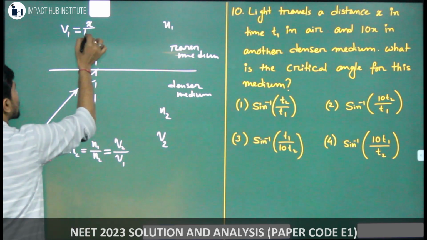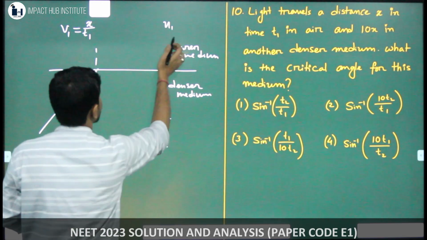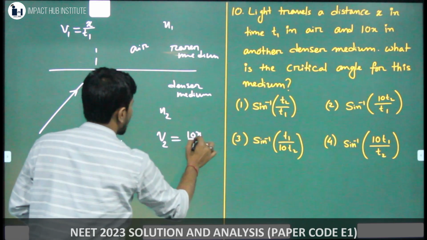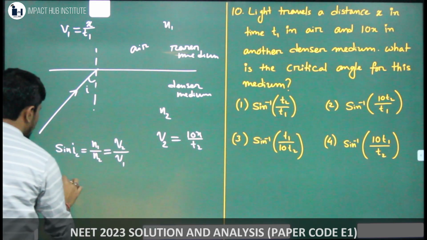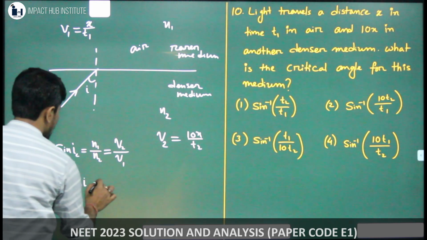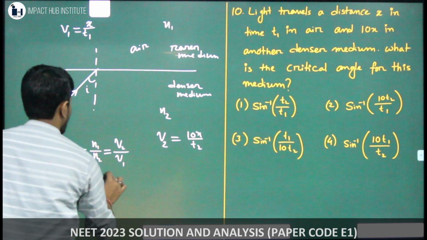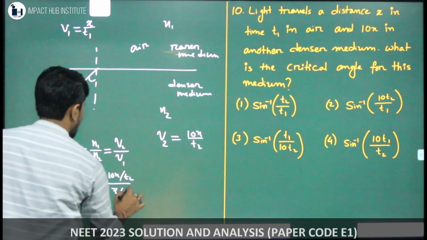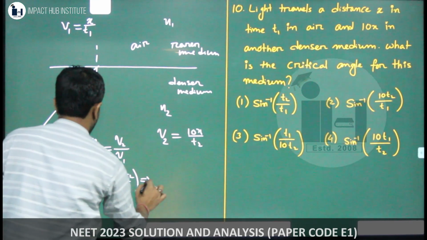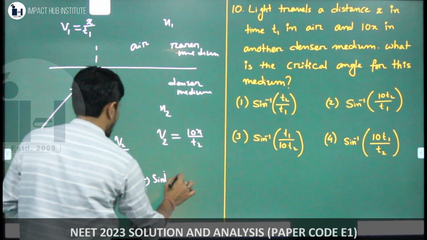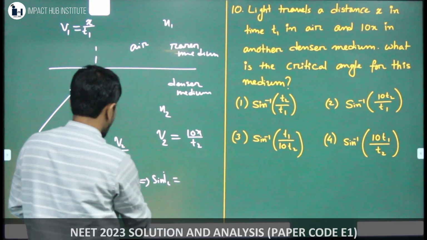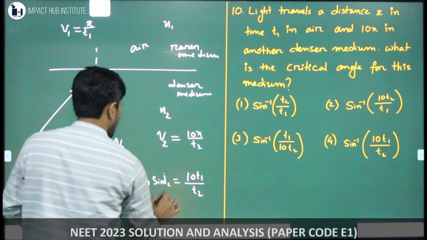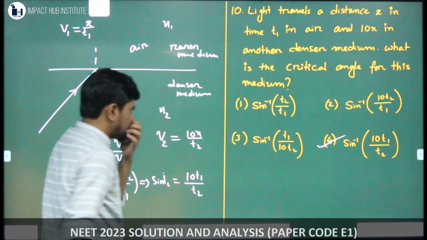Velocity is distance by time. So for the rarer medium, which is of course air, it is x by t1, and for the denser medium it is 10x by t2. Now if I put the respective values here, sine of i should be equal to 10x by t2 divided by x by t1. So sine of i will be equal to, x gets cancelled, 10 t1 divided by t2. Therefore option 4 will be the answer.